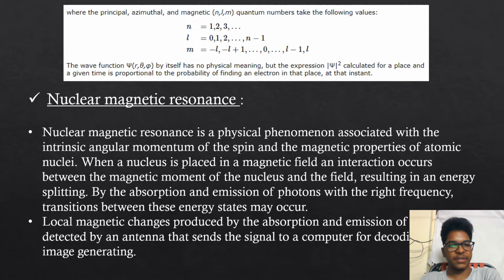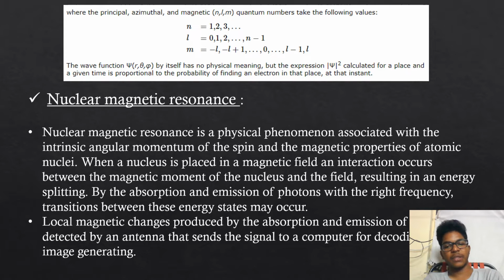Nuclear magnetic resonance. Nuclear magnetic resonance is a physical phenomenon associated with the intrinsic angular momentum of spin and the magnetic properties of atomic nuclei. When the nucleus is placed in a magnetic field, an interaction occurs between the magnetic moment of the nucleus and the field, resulting in an energy splitting. By the absorption and emission of photons with the right frequency, transitions between the energy states may occur. Local magnetic changes produced by the absorption and emission are detected by the antenna that sends the signal to the computer for decoding and image generating.